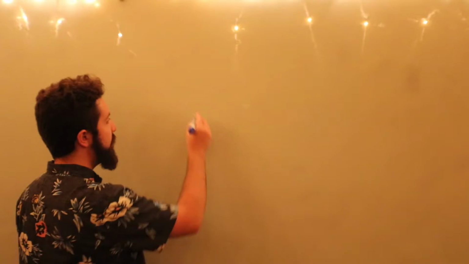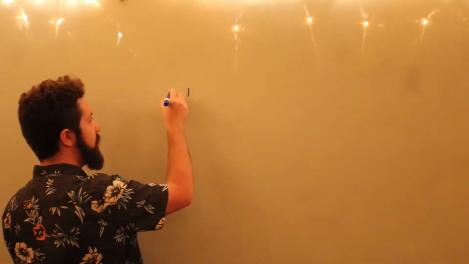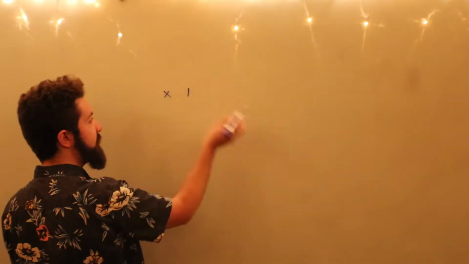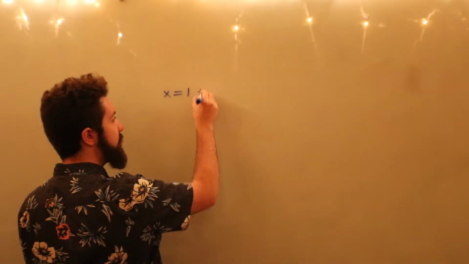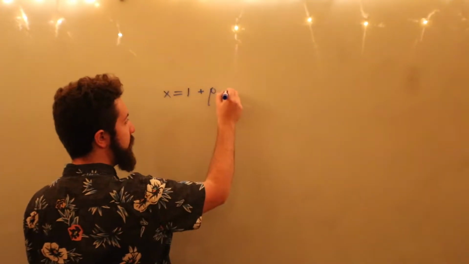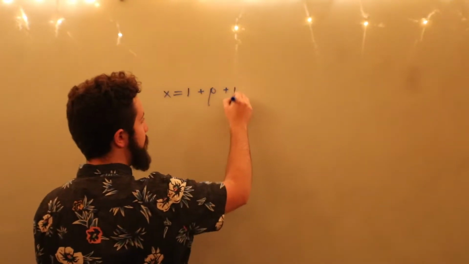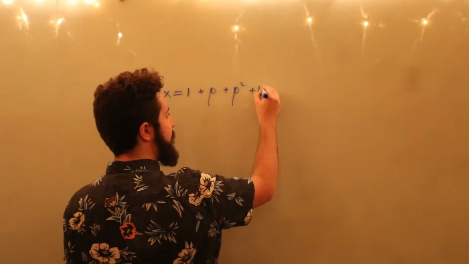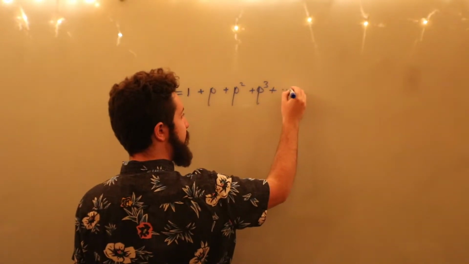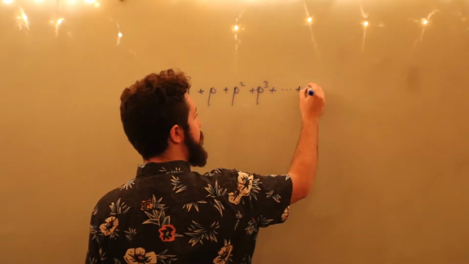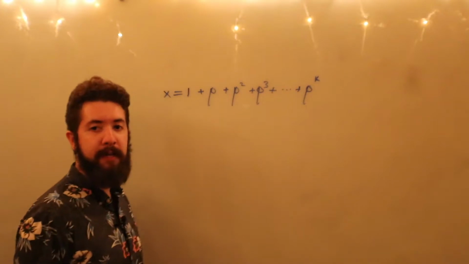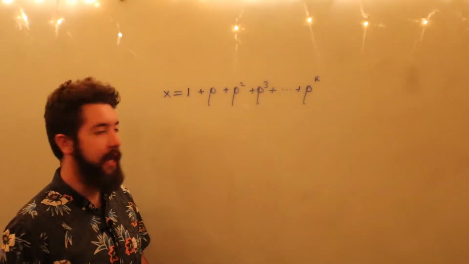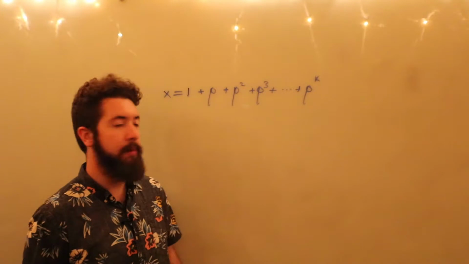So suppose I wanted to add up a series of numbers, and that series of numbers I'm going to call just x. X is going to be equal to 1 plus, let's say, p, our number p, plus p squared, plus p cubed, plus, and keep doing this until we get to p to the k, let's say, for some positive integer k. We just want to add these numbers up.